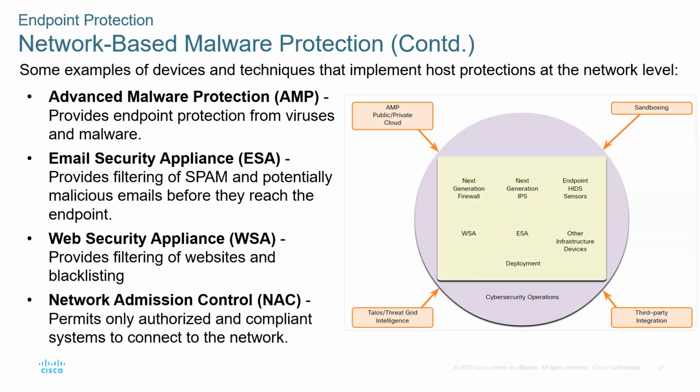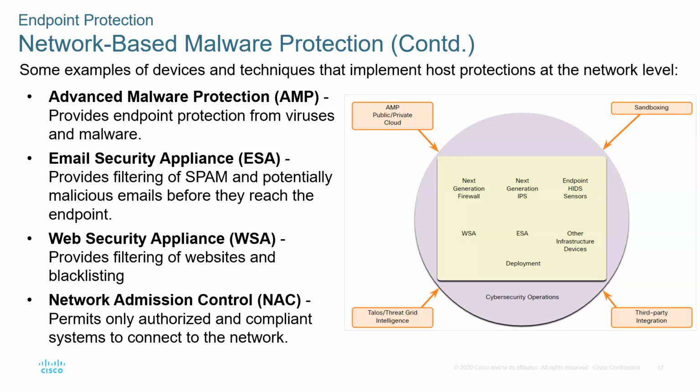All right, you need to take these 4 bullet points down. These are the 4 different appliances or products that Cisco offers for network-based malware protection. So you have the Advanced Malware Protection. This is pretty much for viruses. You have the Email Security Appliance. That's for spam emails and protecting your emails, including your attachments.